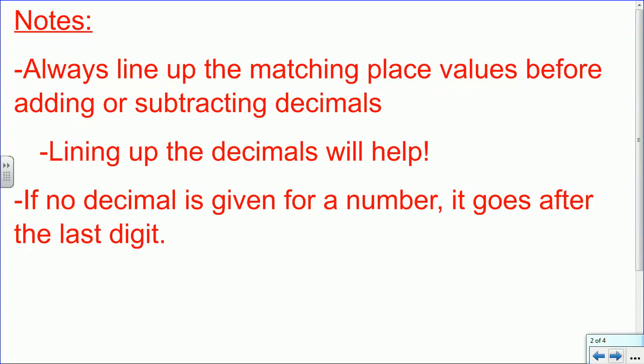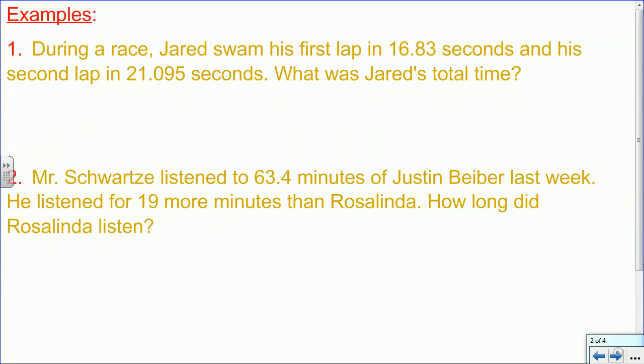And a little mini note I put is that lining up the decimals will help. So if you line up the decimals, it will usually help you to line up the place values, but the most important is lining up the place values. If you're going to use that little tip, then you need to know that if there is no decimal given for a number, then it goes after the last digit. So if I say 212, you don't always say 212 and then put a decimal there, but the decimal would go at the end. So let's do an example or two.